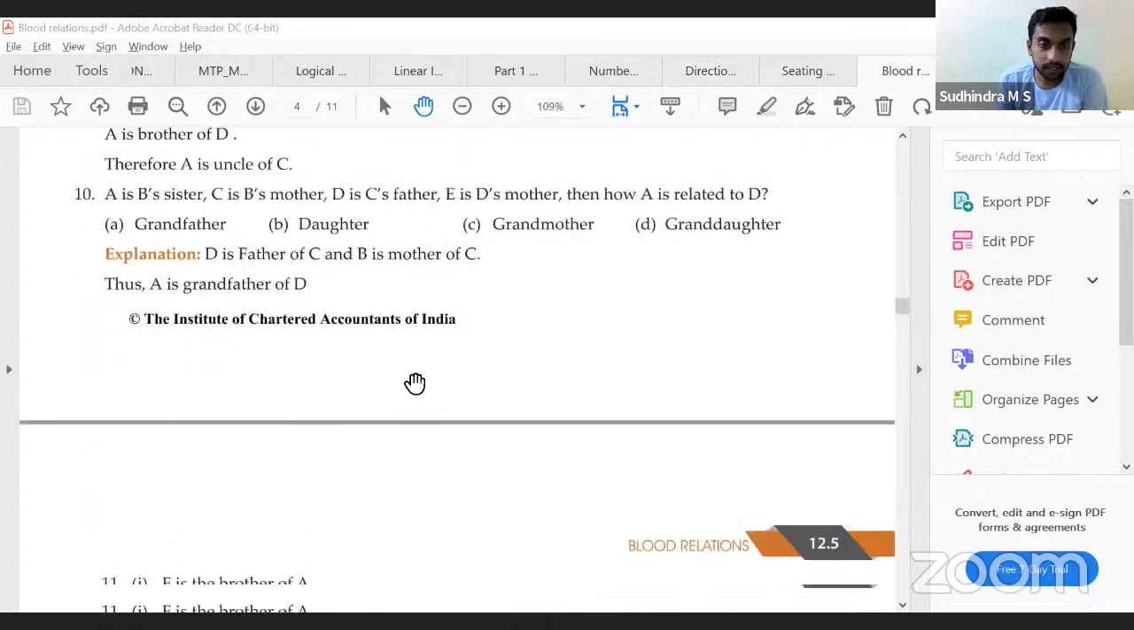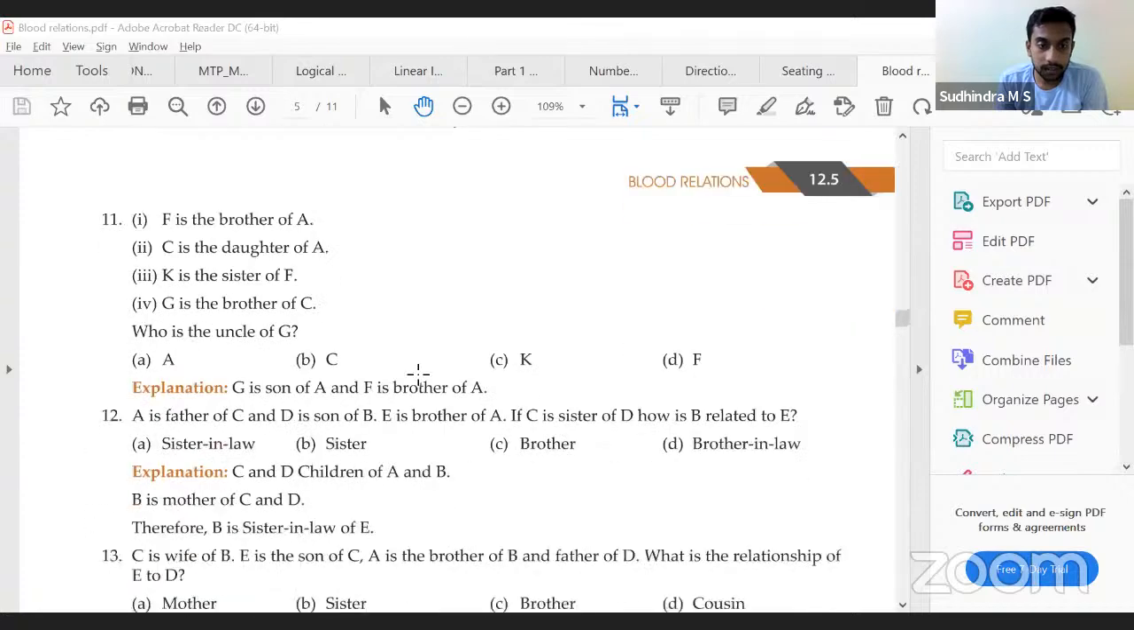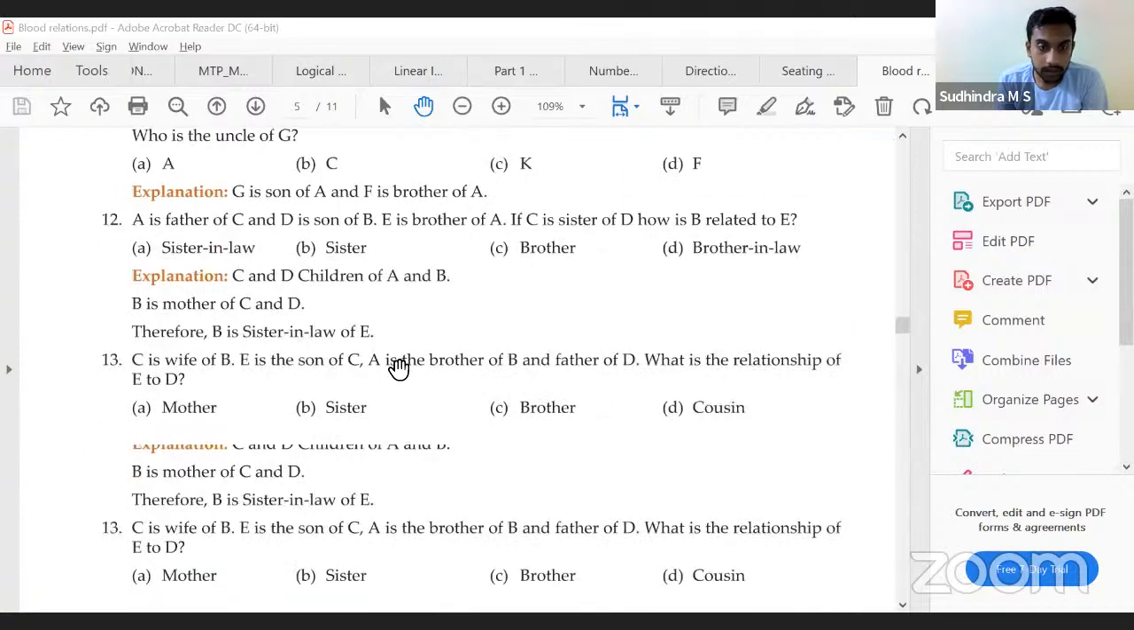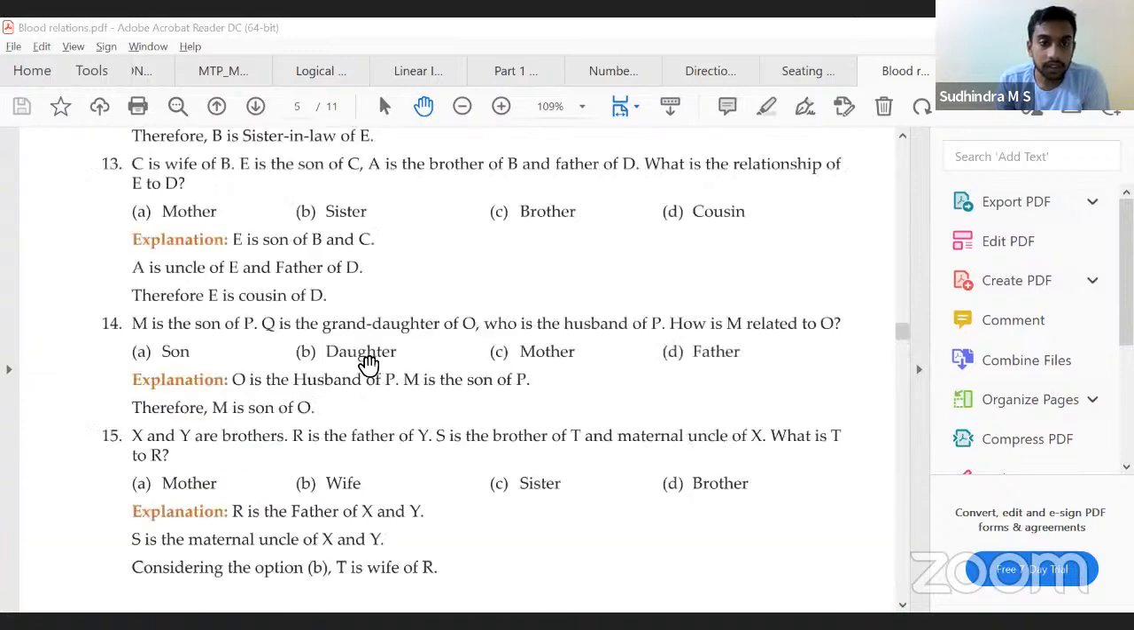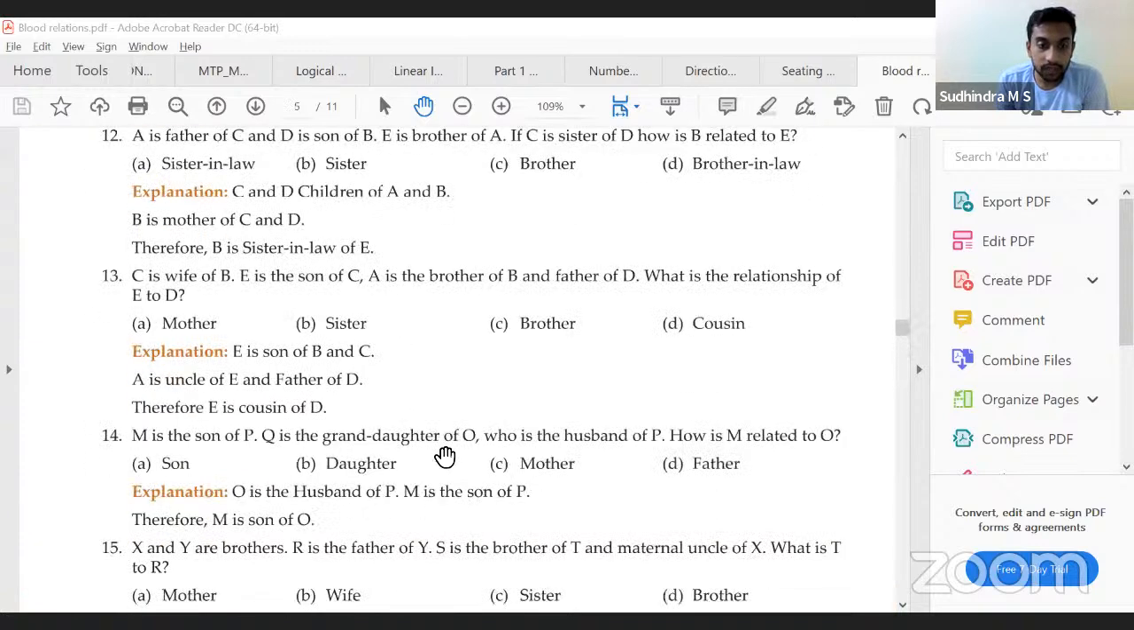Next. So these are simple questions. Okay, check the last one. X and Y are brothers. R is the father of Y. S is the brother of T and maternal uncle of X. What is T to R?